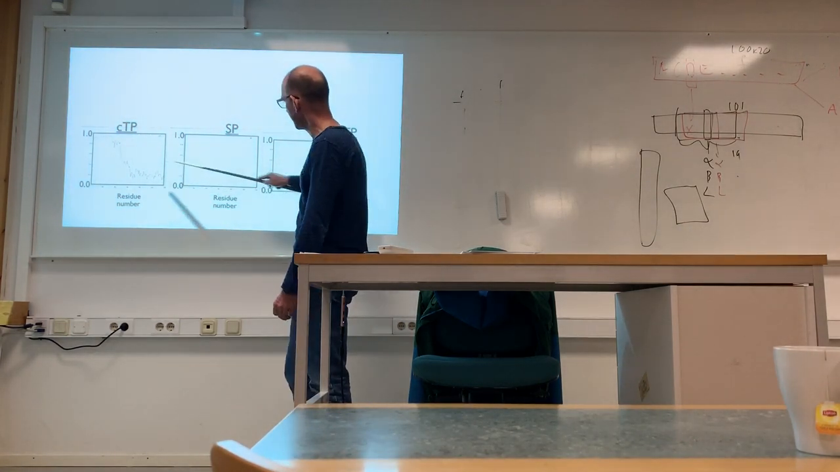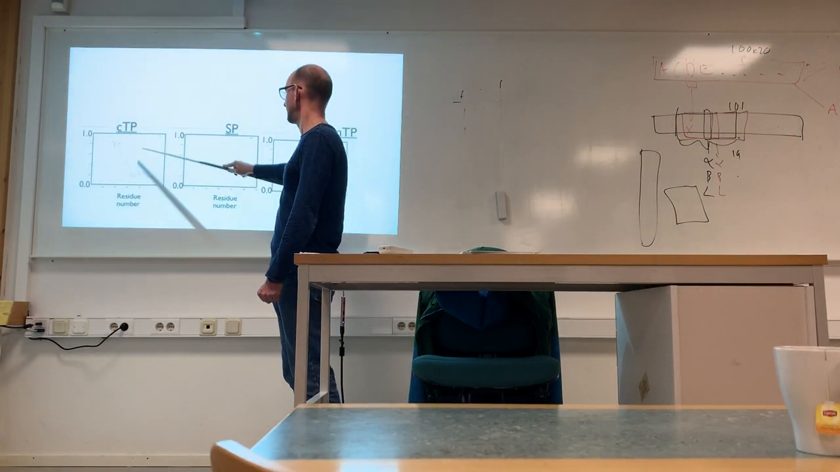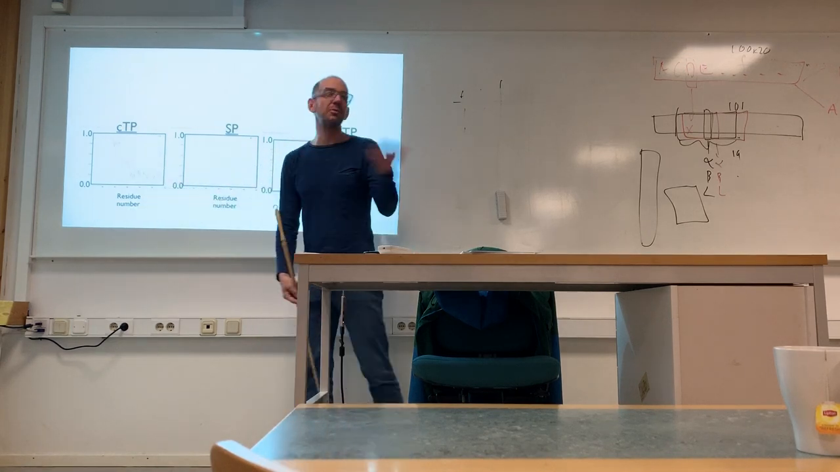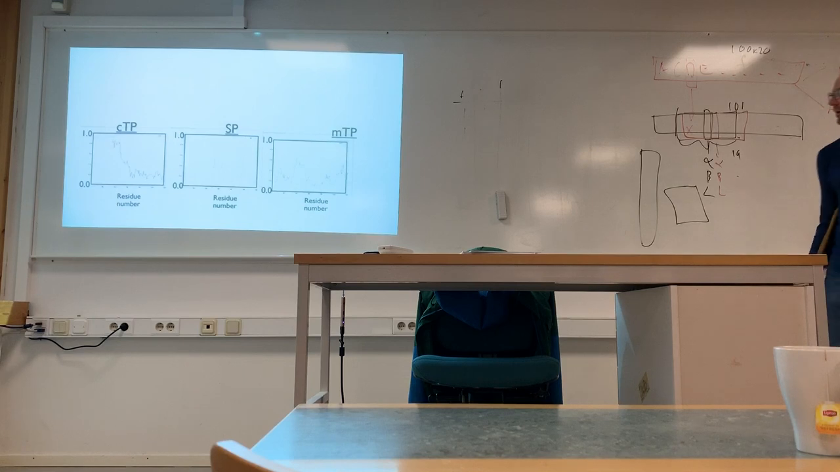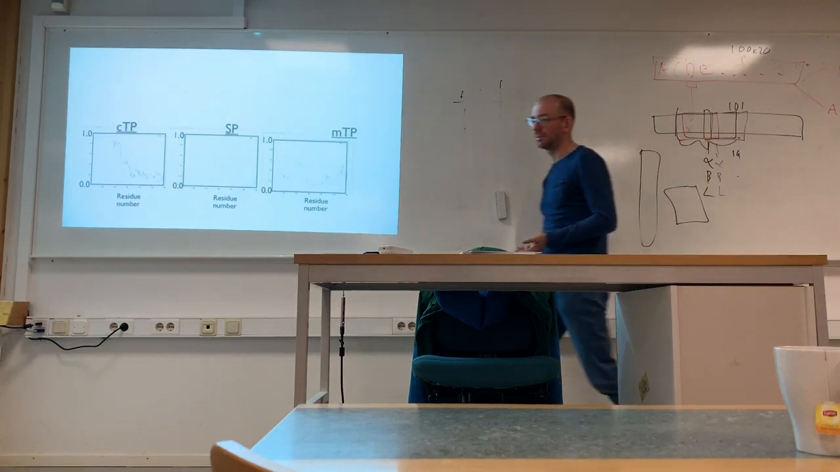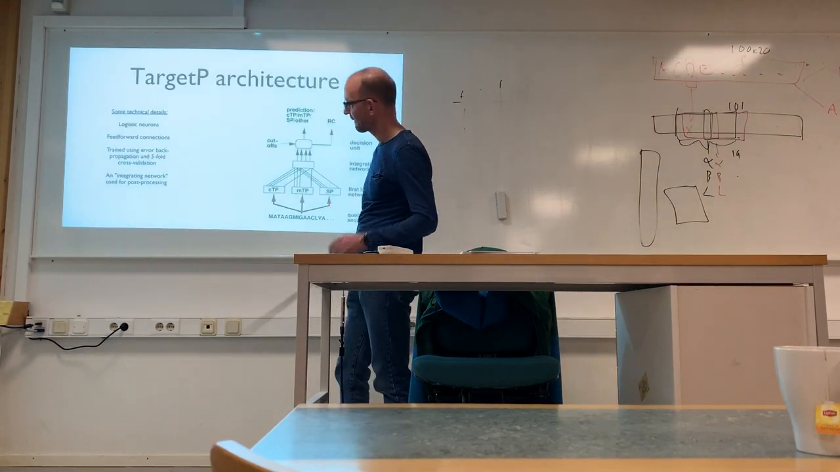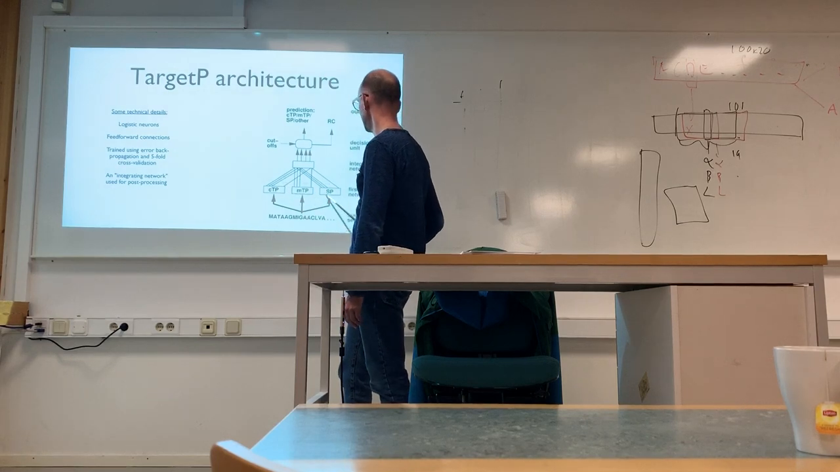So basically, he trained, in this case maybe this should be a chloroplast peptide, but he provided all these thousands of data points and trained three different predictors. One for chloroplast, one for mitochondria, one for signal peptide.